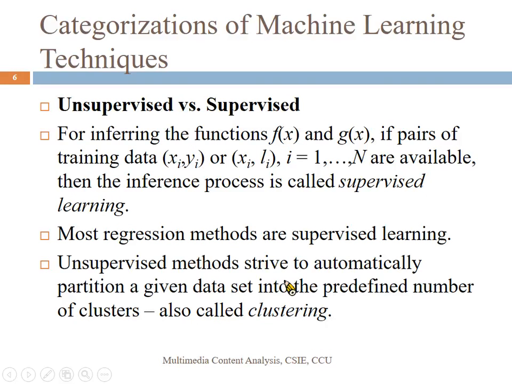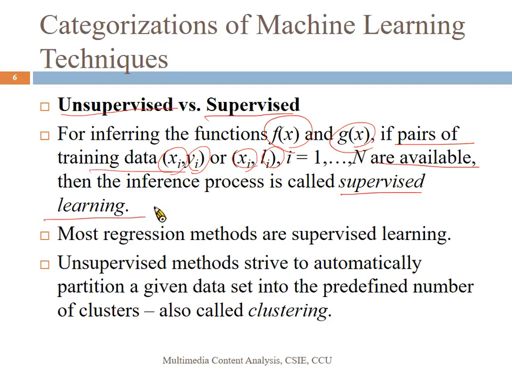So dividing the learning program into regression and classification is one way to categorize machine learning problems. Another way to categorize machine learning problems is to divide the learning model into unsupervised or supervised. For inferring the function f(x) or g(x), if pairs of training data (xi, yi) or (xi, li) are available, then we say that it's a supervised learning problem.